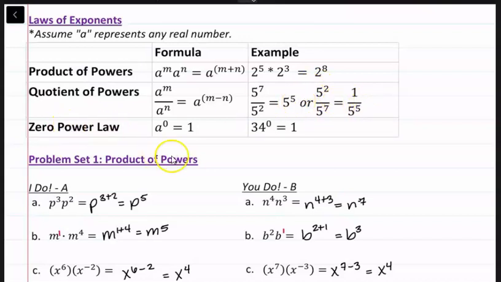And then the zero power law, which tells us that any number raised to the 0 power is 1. So for example, 34 raised to the 0 power is just 1.